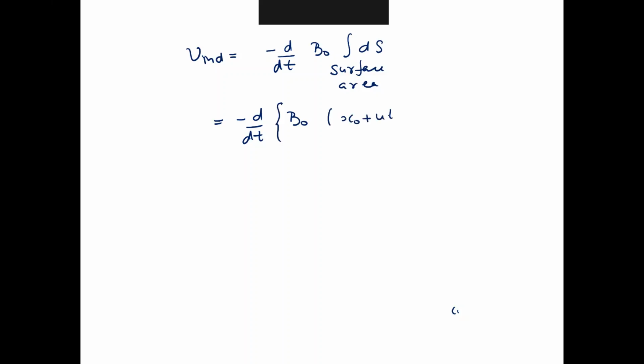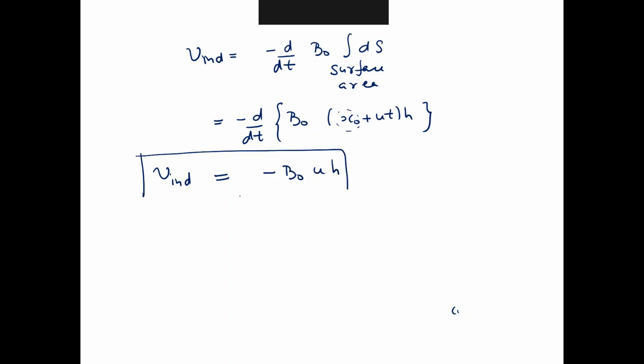I can calculate my V induced as minus d by dt of the integral of B dot ds over the surface area. So it just becomes minus d by dt of B dot x naught plus ut times h, and then you do the differentiation. This part goes to 0. Only this part will exist: B dot u h.